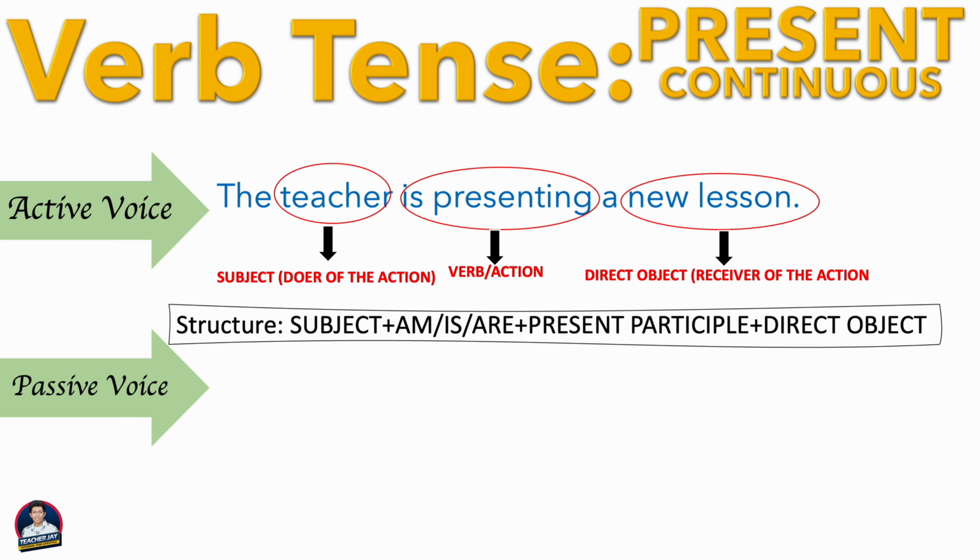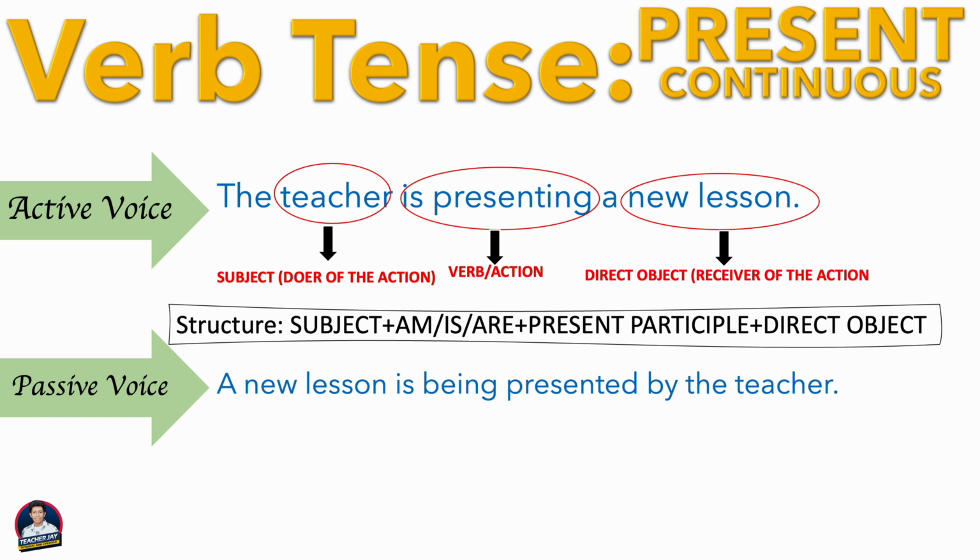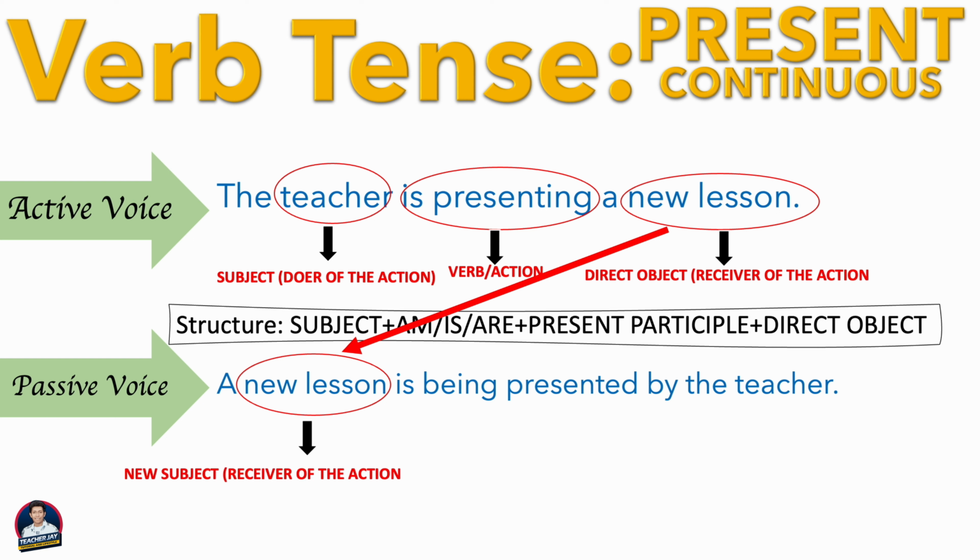To change this active voice into passive, as I mentioned earlier, the subject and the direct object just need to exchange their places. So for passive voice, this becomes: a new lesson is being presented by the teacher. In this example, we have a new lesson as our new subject, and the role of the new subject is no longer the doer of the action, unlike earlier, but this time around, its role is only to receive the action, which is being presented.